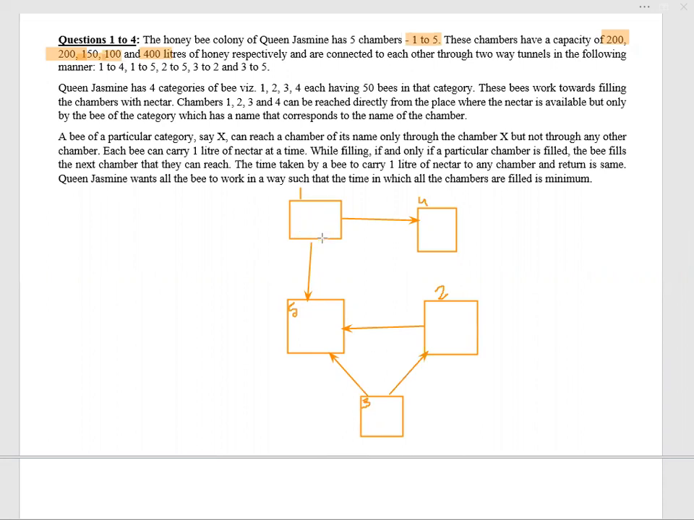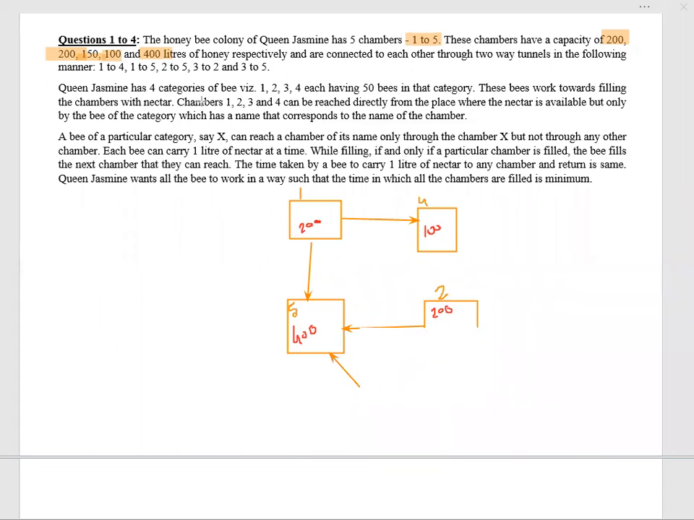Requirements for 1 is 200. For 2 also 200. For 3 it is 150. For 4 it is 100. For 5 it is 400. Diagram made.